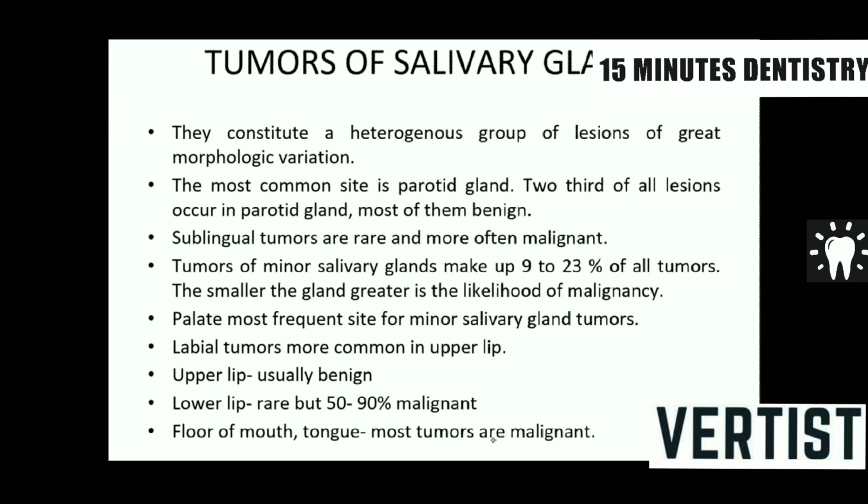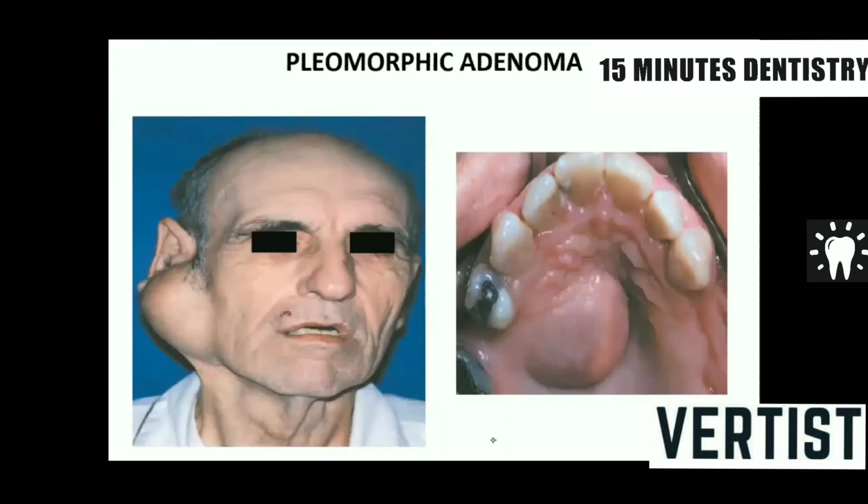In the intraoral scenario, the palate is the most frequent site for minor salivary gland tumors. In the upper lip, whenever the tumors occur, they're usually benign, and lower lip tumors can be malignant. But remember, most tumors in the floor of the mouth and tongue are of a malignant nature. So amongst all these tumors which I have enlisted in the classification, I'll be discussing 2 benign and 2 malignant salivary gland neoplasms. To start with, we all know the most common benign salivary gland neoplasm is a pleomorphic adenoma.